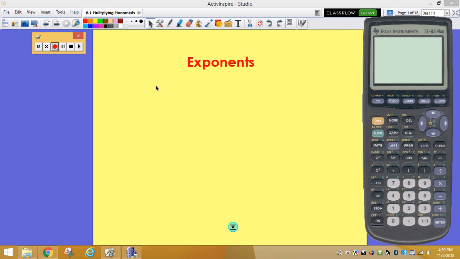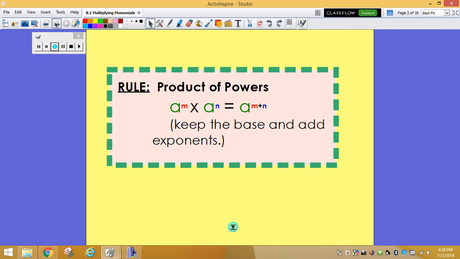Alright, so this lesson is on the laws of exponents. And we're going to do 2 laws today and 3 laws in the next lesson. So, starting off, you don't need to write this down. We're going to do so many, hopefully you'll remember it.